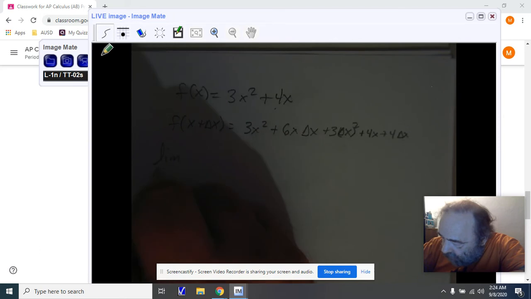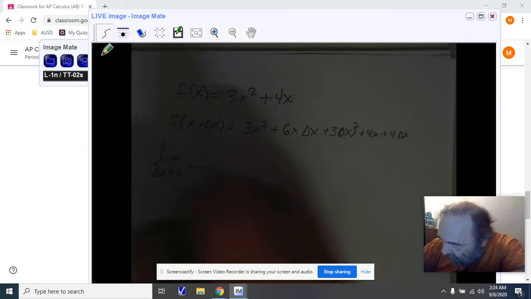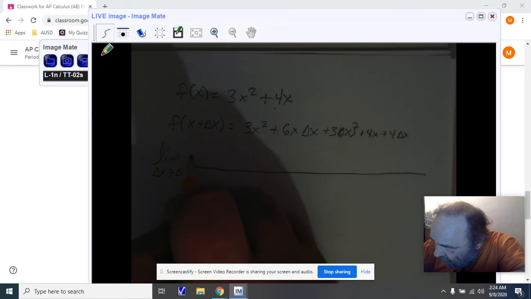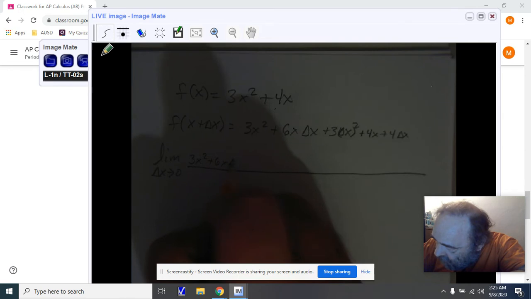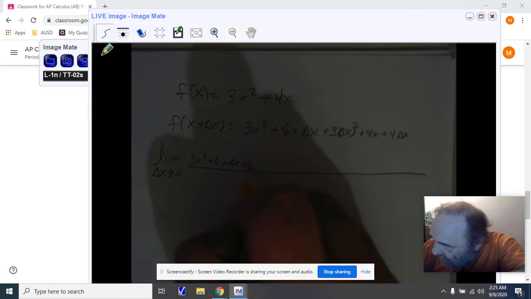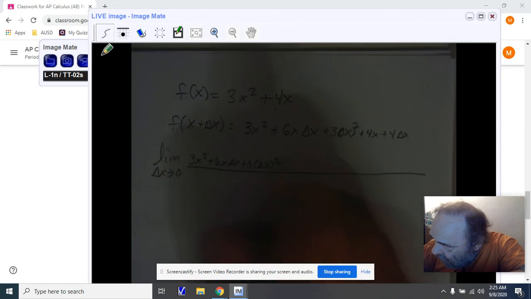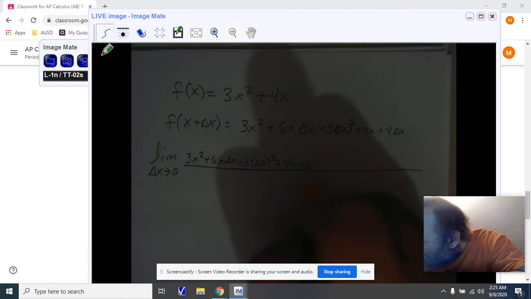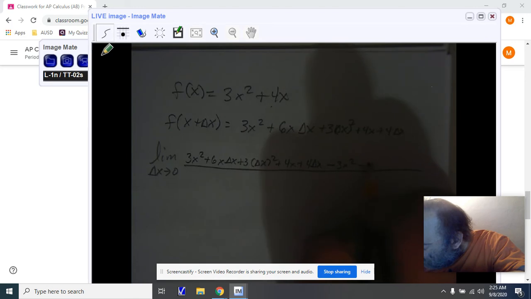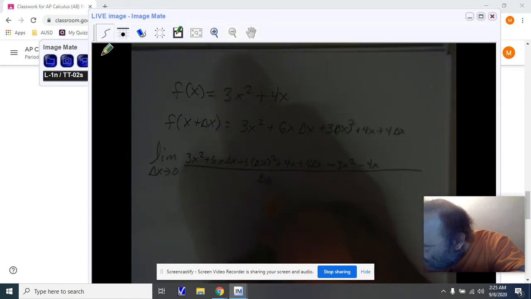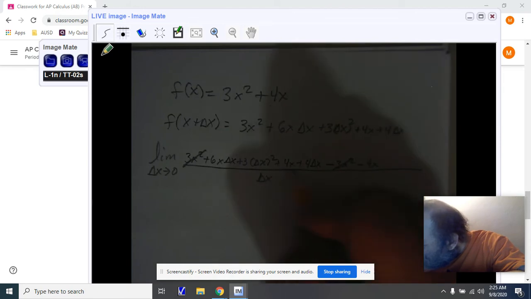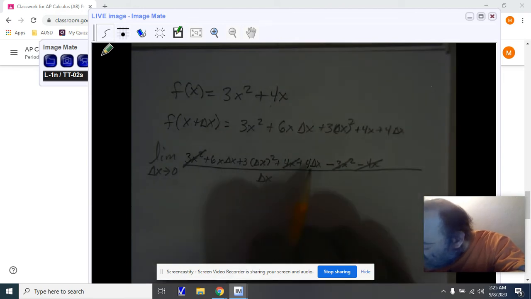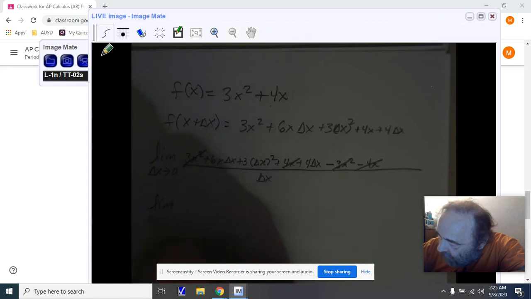The limit as delta x approaches 0, give yourself a lot of room because it's a big one. 3x squared plus 6x delta x plus 3 delta x squared plus our 4x plus 4 delta x. Then we're subtracting 3x squared, subtracting 4x, and it's all over delta x. 3x squareds cancel, 4x's cancel. Every term has a delta x. We factor it out.